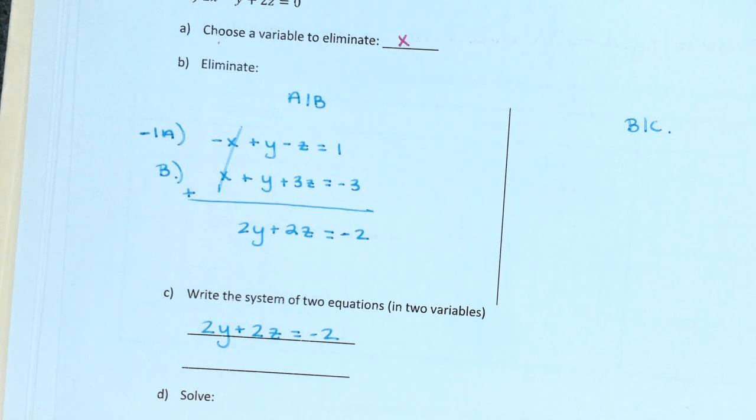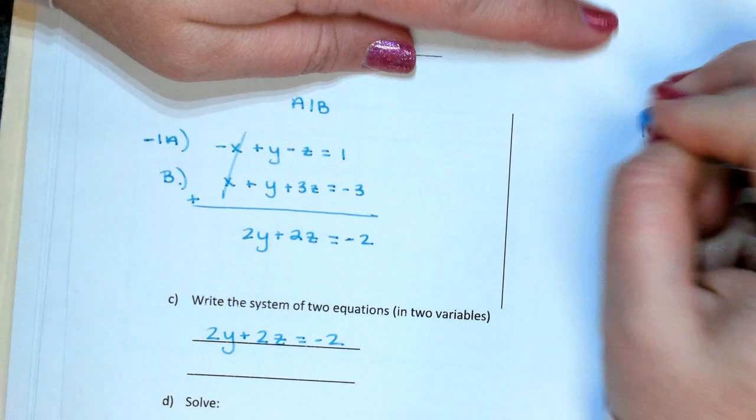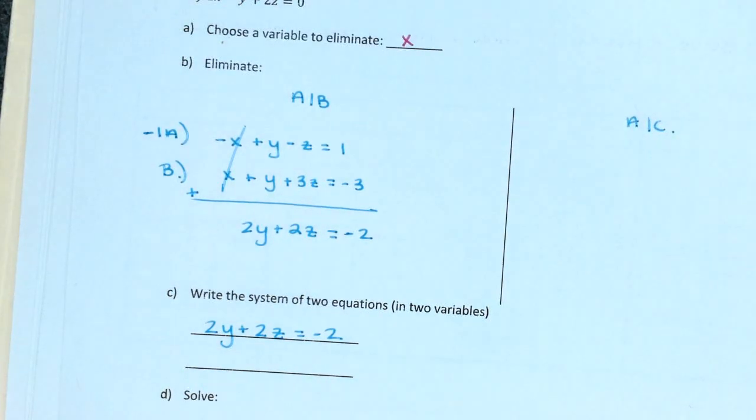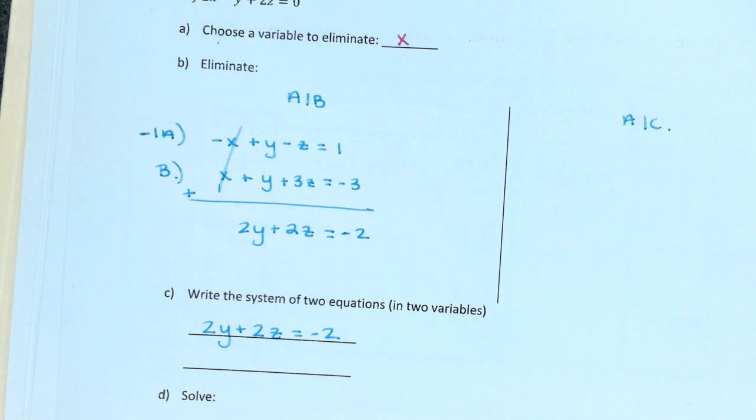Now I'm going to do something very similar, but this time I'm going to combine B with C, because that's what you guys chose. You could have done A with C also. It does not matter. Let's actually do A with C so we can see what happens. As long as you do a different combination from what you had here, you'll be golden.